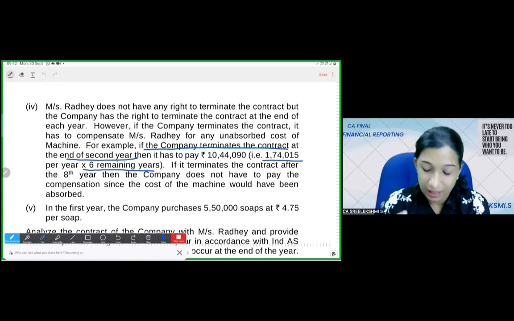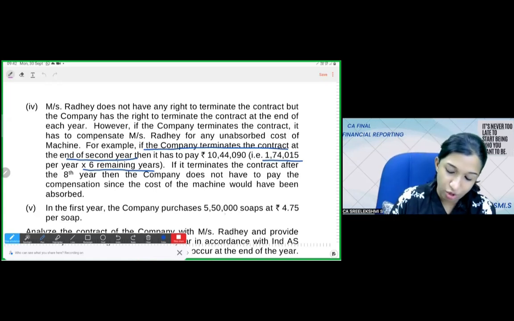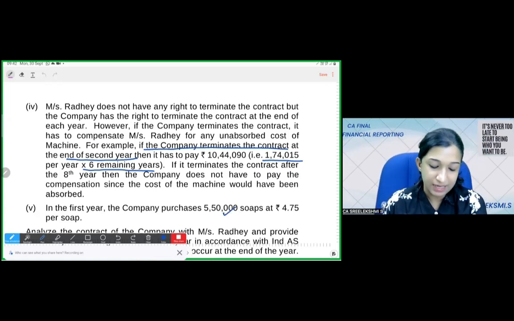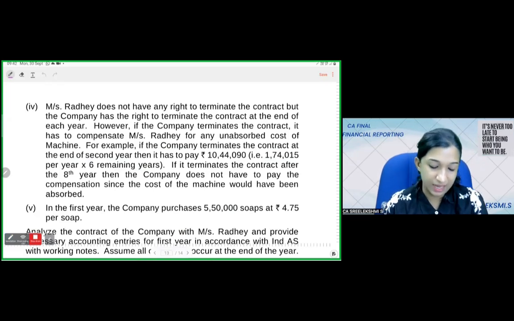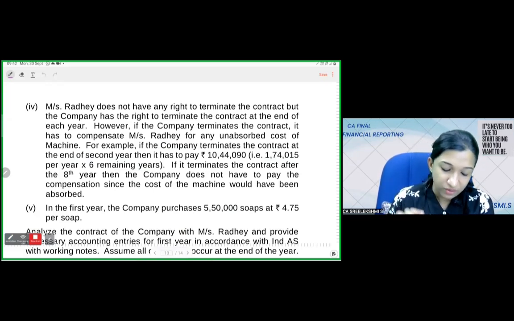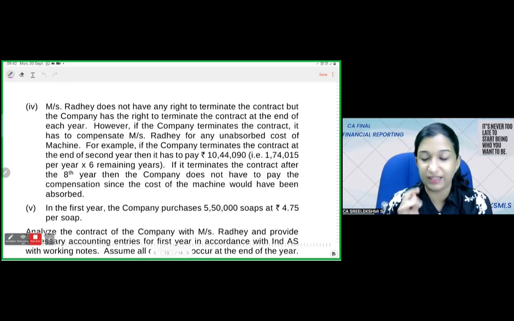In the first year, company purchases 5,50,000 SOPs at 4.75 per SOP. Analyze the contract of the company with Ms. Radhe and provide necessary accounting entries for first year in accordance with IND AS, with working notes. Assume all cash flows occur at the end of the year.